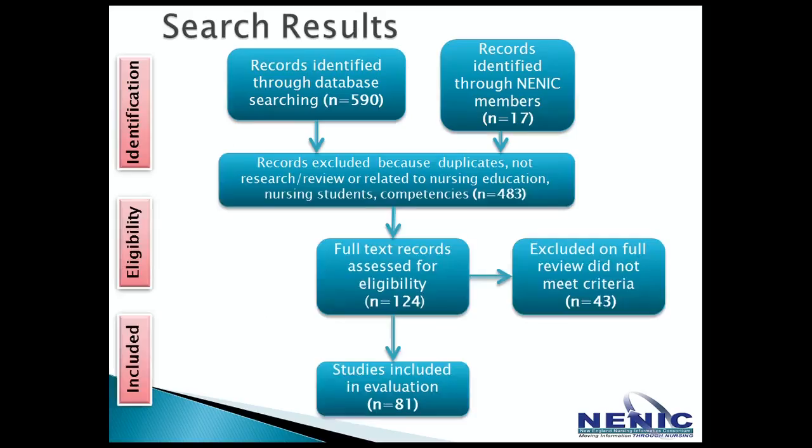in the near term. So we retrieved 590 articles, and then 17 were identified from all of you through NENIC members. So from that, when we did an abstract review and looking at duplicates, we excluded 483. And so we were left with 124, and then applying our criteria, looking at those full texts, 43 were excluded, and we were left with 81, which I believe is about double what it was last year. So that's awesome.